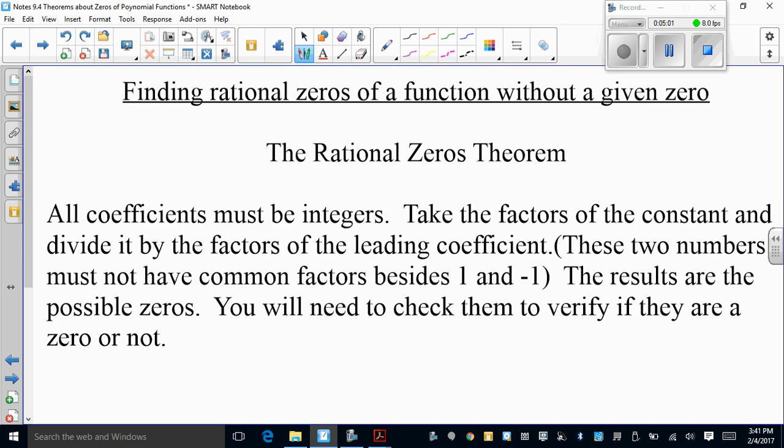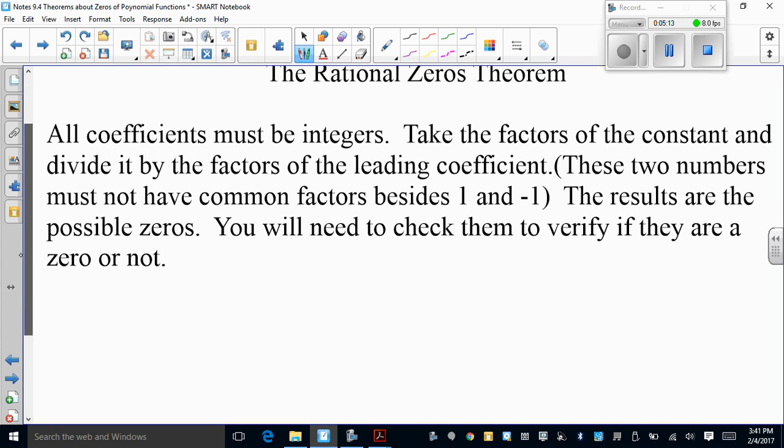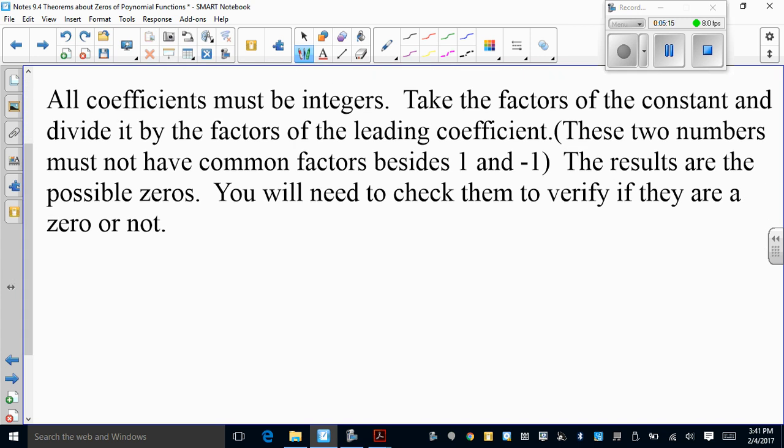Okay, and then finding rational zeros of a function without a given zero. So now you have to use all of these skills that they've given you on how to find zeros. Use your synthetic division, your factoring, everything else. So all coefficients must be integers, so no fractions can be in there. Take the factors of the constant and divide it by the factors of the leading coefficient. These two numbers must not have common factors besides 1 and -1. What's going to happen is anything that repeats, you're just going to throw out the repeated version. The results are the possible zeros. You will need to check them to verify if they are zeros or not.